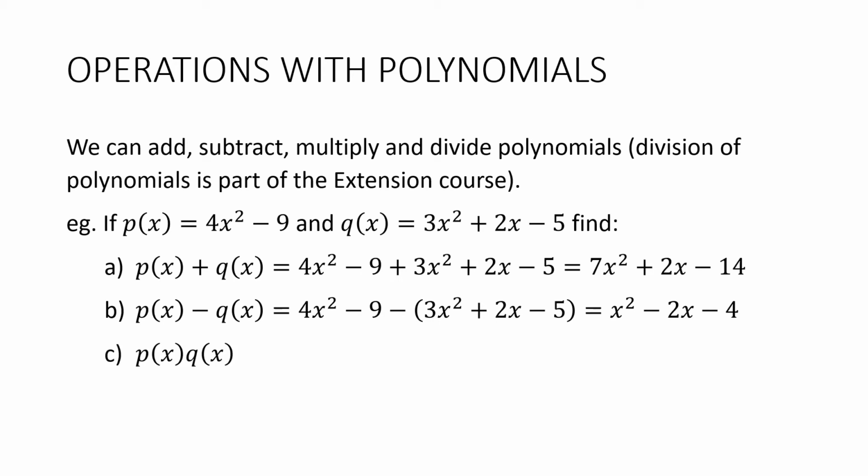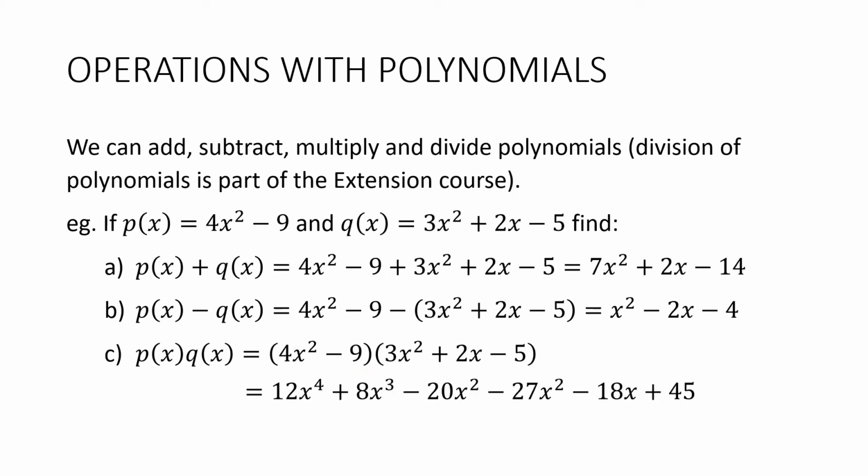And finally, multiplication. Both of them have to be in brackets now, and we are going to multiply every term by every other term. So we'll end up with 6 different terms. So we get 12x to the power of 4 plus 8x cubed take away 20x squared. Take away 27x squared. Take away 18x plus 45. And that ends up giving us 12x to the power of 4 plus 8x cubed minus 47x squared. Take away 18x plus 45.